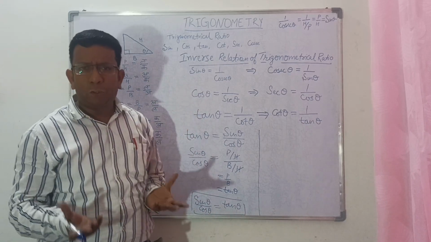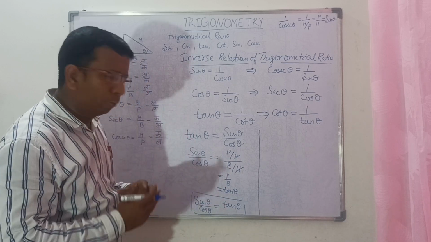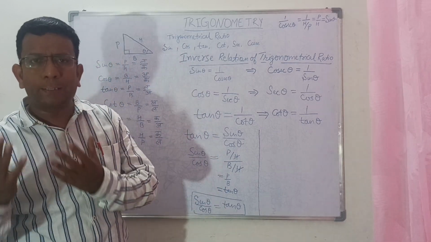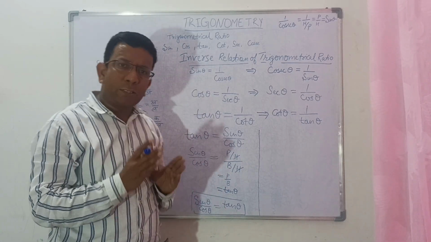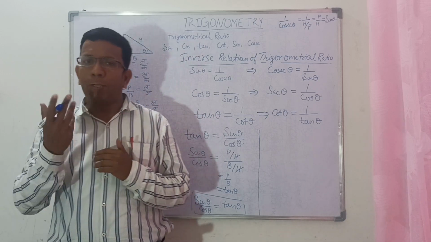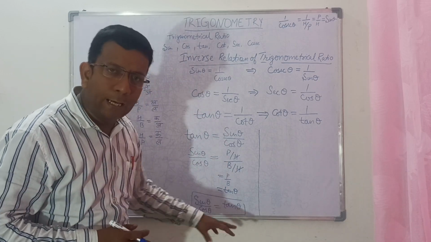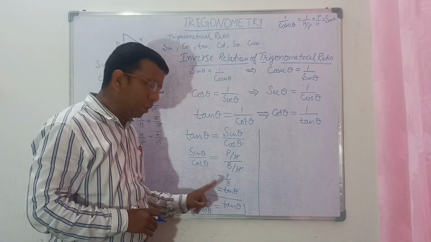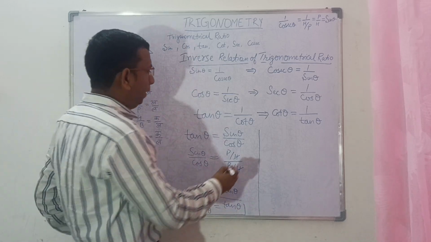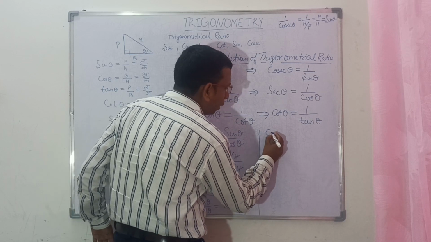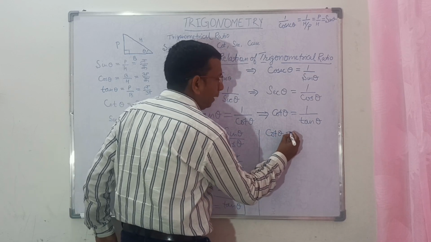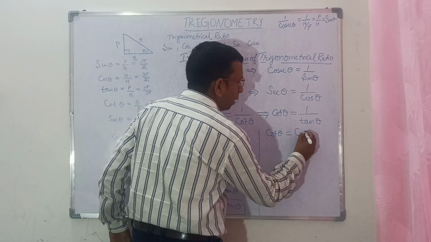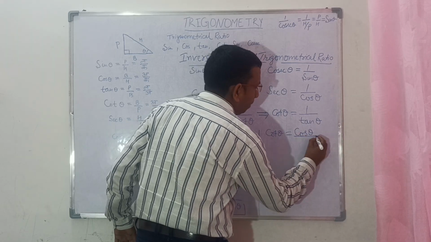In this way, you know that sin theta by cos theta is equal to tan theta. Right? It is easy to find what cot theta is, because you know that cot is inverse to tan theta, so it will be cos theta by sin theta. In that way, we can write cot theta is equal to cos theta by sin theta.